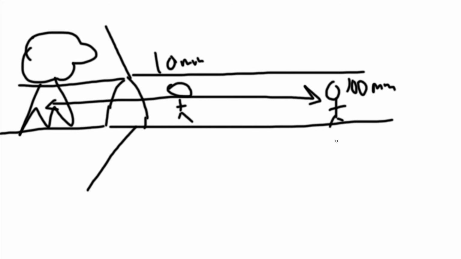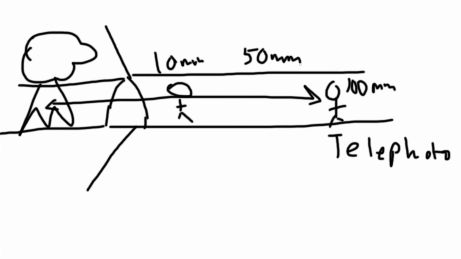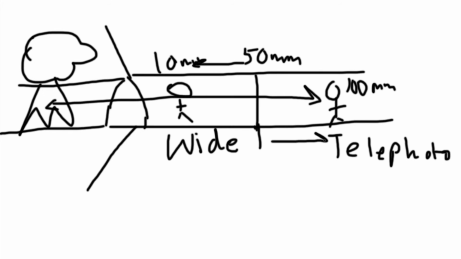So this here is called telephoto. This is considered a telephoto lens. In cinematography, 50 millimeters is considered a standard lens for a lot of close-ups and medium shots. Anything below that is going to be considered wide, in general terms. Anything past 50 millimeters is going to be considered telephoto.